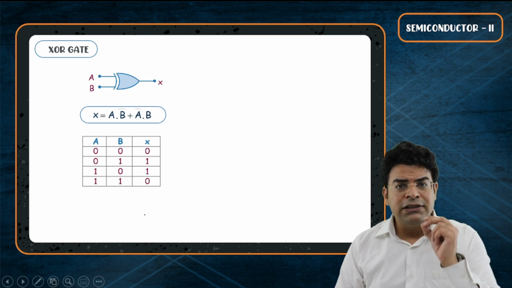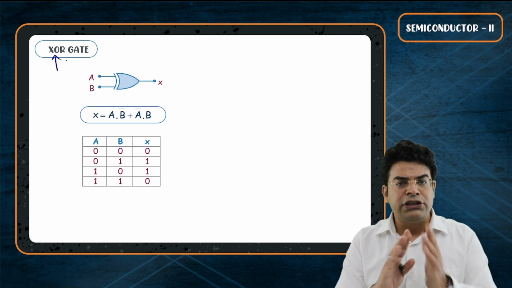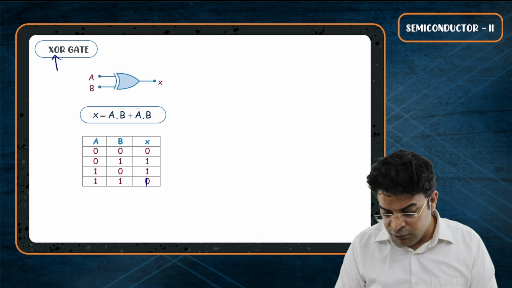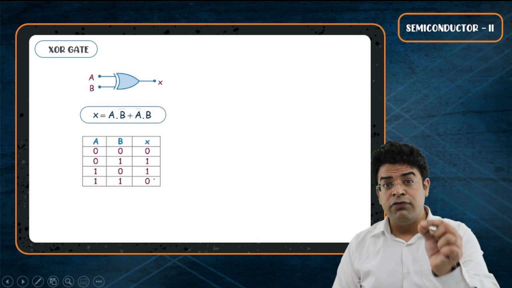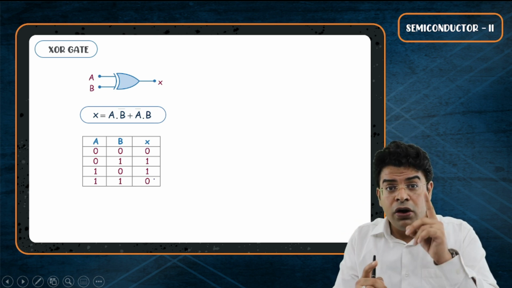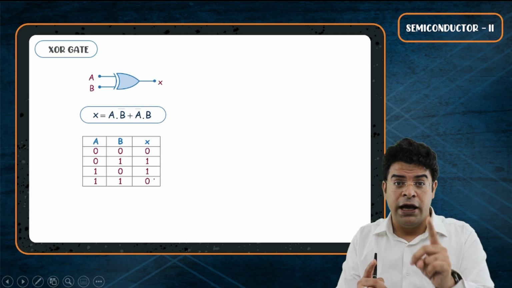So what is the meaning of XOR? Exclusive OR. For the OR gate, even for 1 1 you get 1. For the exclusive OR gate, it should be exclusively OR. Only one of them should be high.